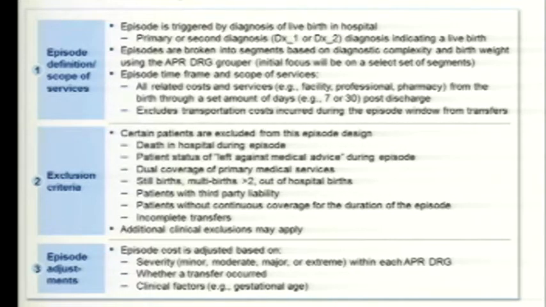So, episode adjustments, we will do some severity adjustment. Obviously, the APDRGs do some severity adjustment, and if a patient is transferred, that actually increases complexity, and there'll be an adjustment for the fact that the patient was transferred. And then we have other clinical factors. Next page, you'll see the quality metrics.